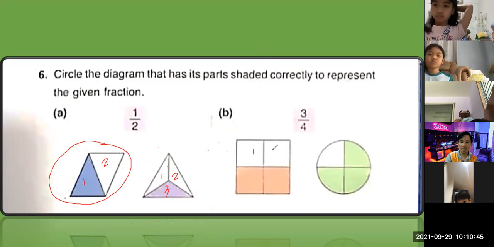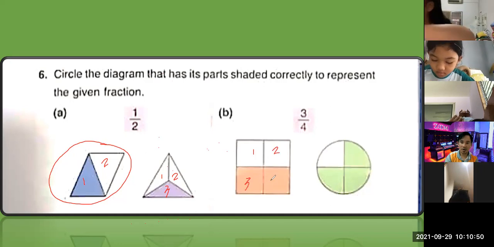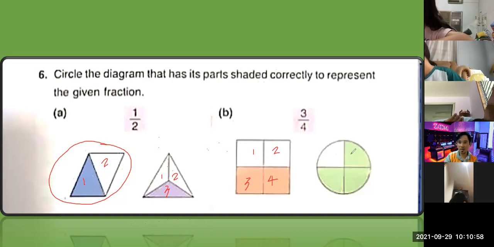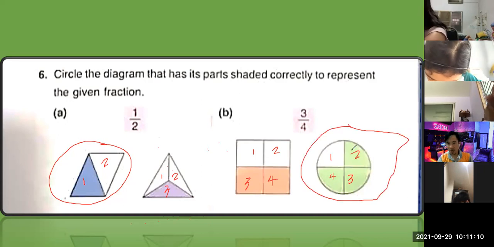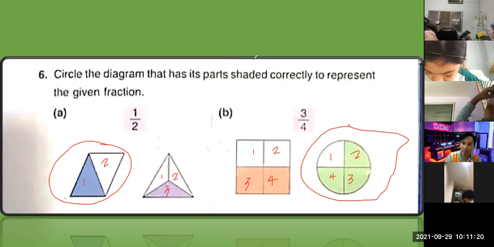Here, 3/4. This one, 1, 2, 3, 4. 4 parts, right? But the shaded parts here is 3. Here, 1, 2, 3, 4. So the correct answer here is this one because you will see here that there are 3 shaded parts. So this is the correct answer in letter B.